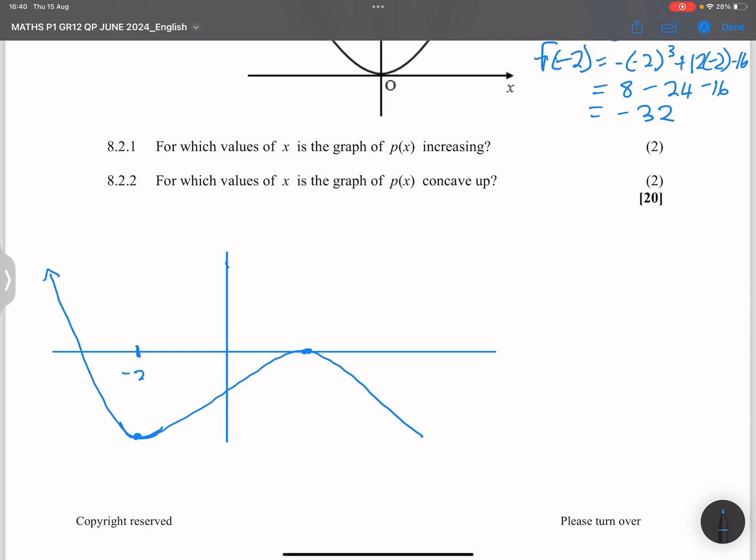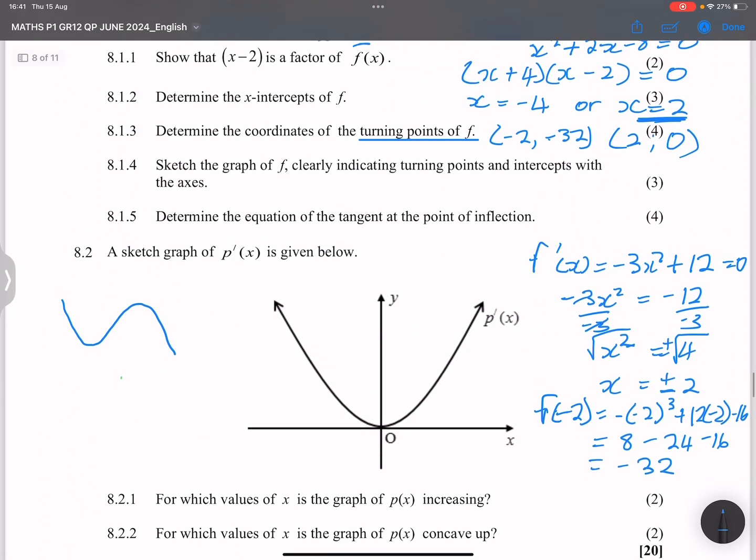Now you remember our other x-intercept was at -4. So please remember to label your x's as well. So that's your x and that's your y-axis, and this would be 2. So this is the point 2 and 0, and this is the point -2 and -32, and this is the point -16. And really that is your graph in essence. Okay, so that's what our graph looks like.